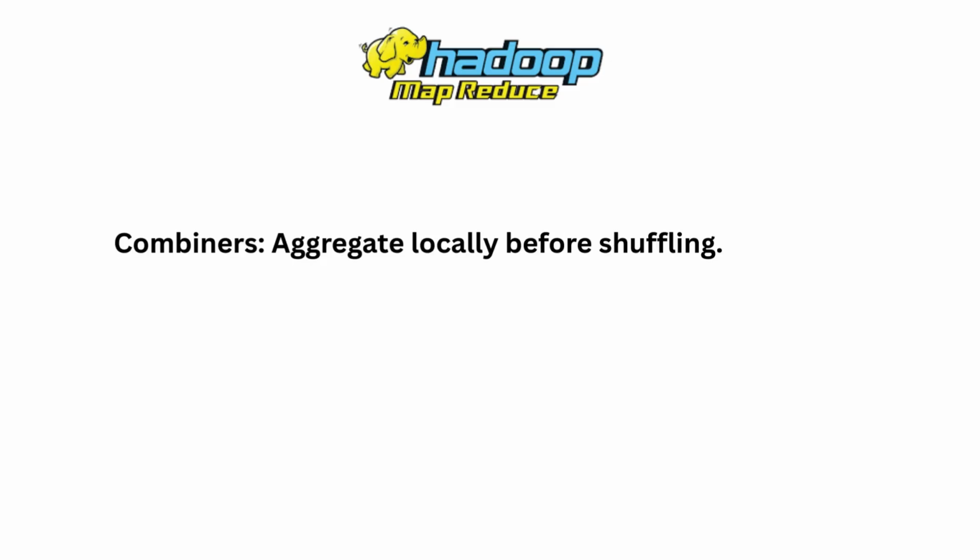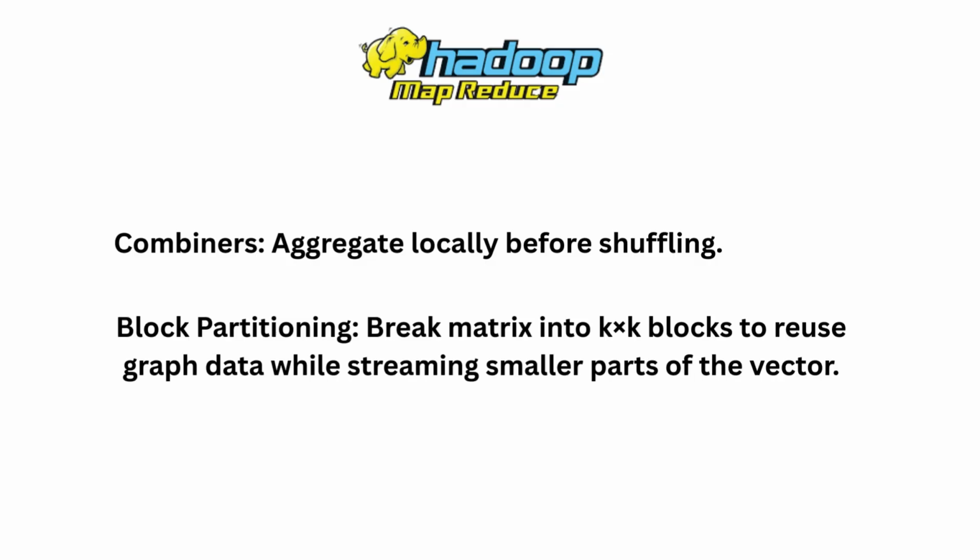MapReduce has overhead, that is, job startup and disk I/O every iteration. To improve efficiency, use combiners to aggregate locally before shuffling. And use block partitioning. This is done by breaking the matrix into K by K blocks, so you reuse graph data while streaming smaller parts of the vector.